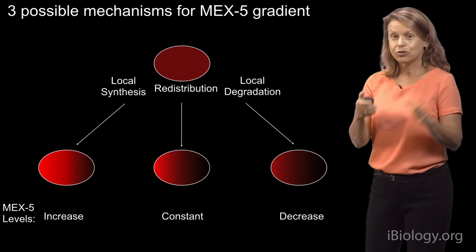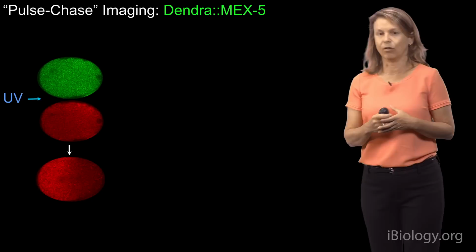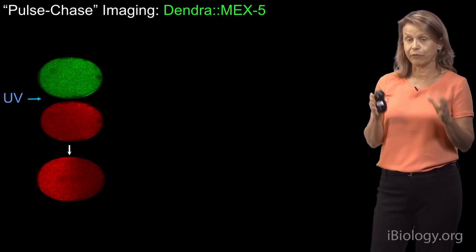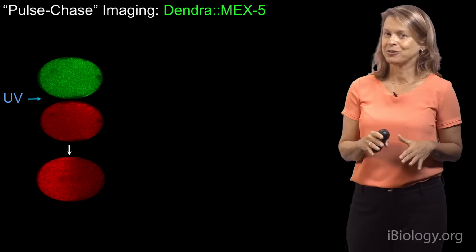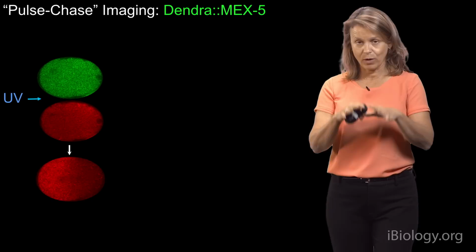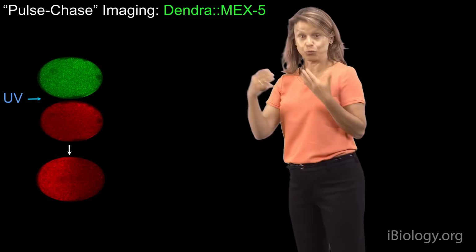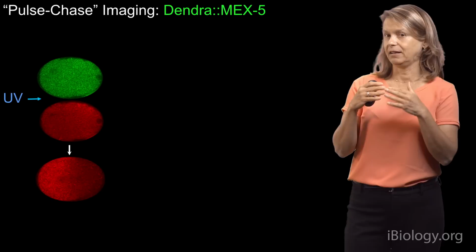So to accomplish both of these goals, Eric created this fusion version of MEX5, where MEX5 is fused to a fluorescent protein called Dendra that has very interesting capabilities. This is a protein that, when it first folds, forms a fluorescent protein that fluoresces green. Okay, but if you expose this protein to UV light, now it fluoresces in a different color, in red.